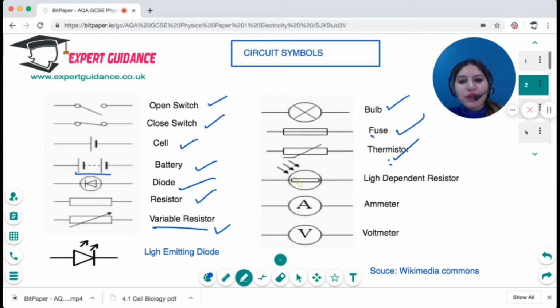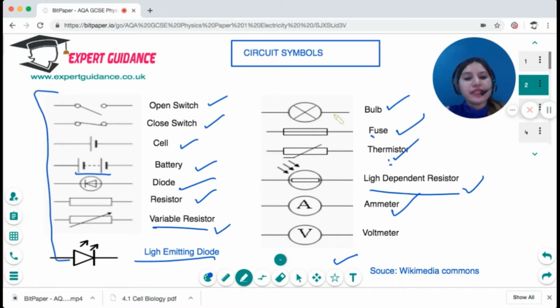Then if on a resistor you draw arrows coming down, that's a light dependent resistor, whose resistance depends on light. A circle and an A is an ammeter, which is a device used to measure the current in a circuit. And V is a voltmeter that is used to measure the potential difference in a circuit. And then if you put a triangle and an arrow going up, that is a light emitting diode. Okay, so I hope these circuit symbols are clear to you.